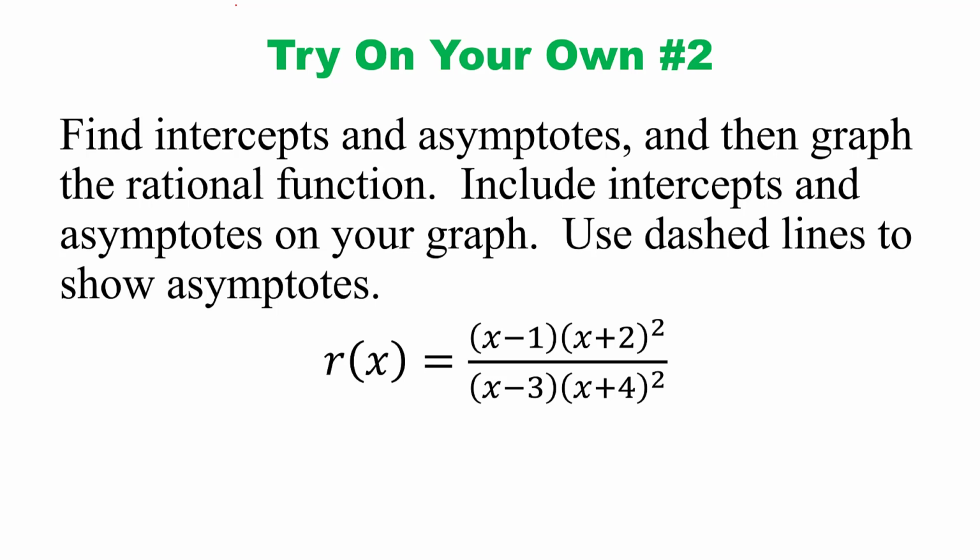Try on your own number 2. Find the intercepts and asymptotes and then graph the rational function. Include intercepts and asymptotes on your graph. Use dashed lines to show asymptotes. We have r of x equals (x minus 1) times (x plus 2) squared over (x minus 3) times (x plus 4) squared.